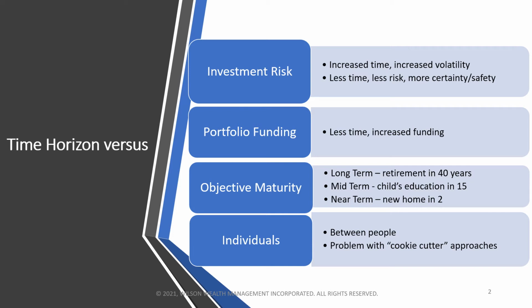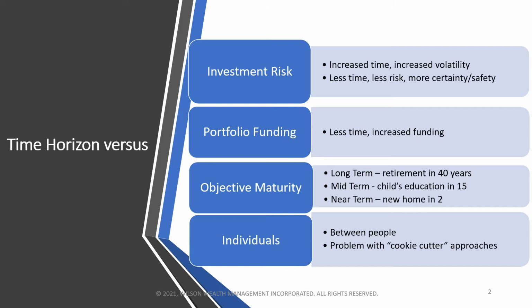Individuals' time horizon will differ between them, obviously with their objectives, but also just with who they are as people. And we'll look at the phase of life cycle theory of wealth accumulation in a couple of minutes. But that's also a problem with the cookie cutter approach.